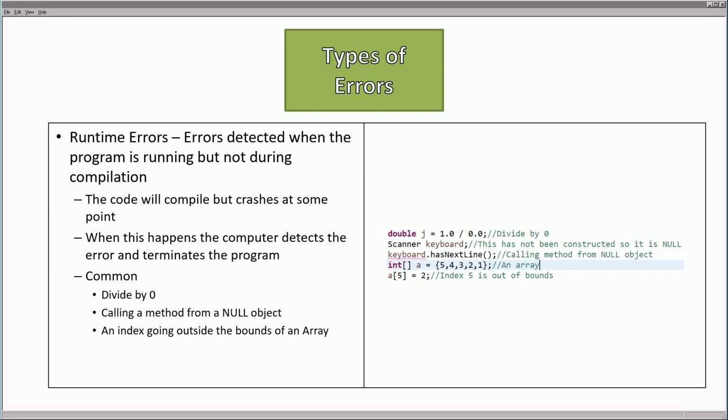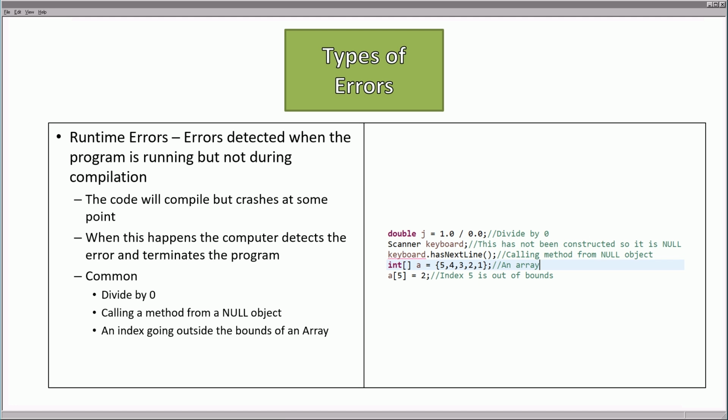Runtime errors are errors that are detected when the program is running, but not during compilation. You can think of it in this way. This is when you're running a program and it crashes. And whenever this happens, the computer detects the error and then terminates the program.